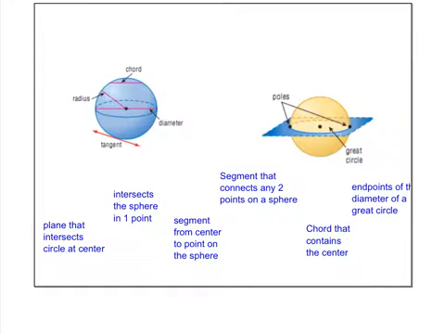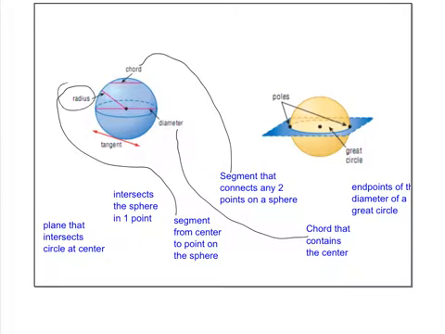So what you want to look at is all these things and connect the dots here. A chord is a segment that connects any two points on a sphere. Your diameter is a chord that contains the center. A radius is a segment from the center to a point on the sphere. A line that intersects the sphere at one point is going to be the tangent.